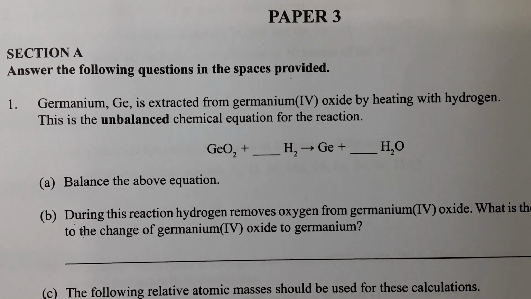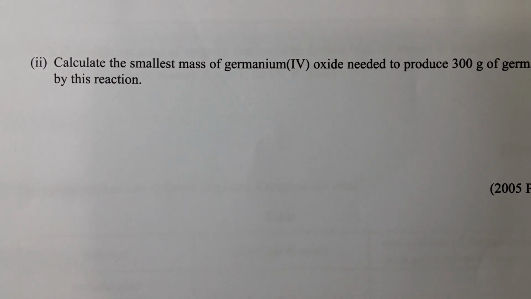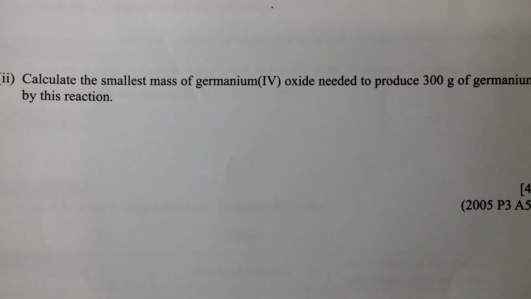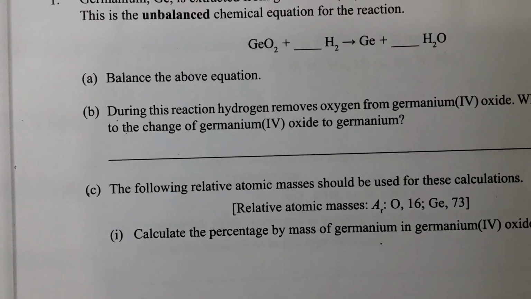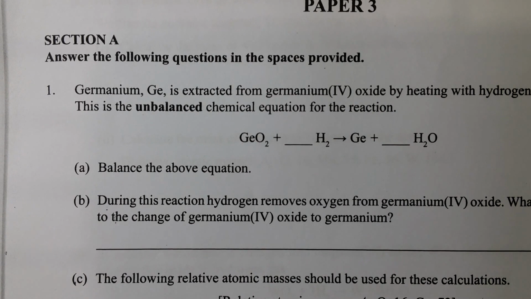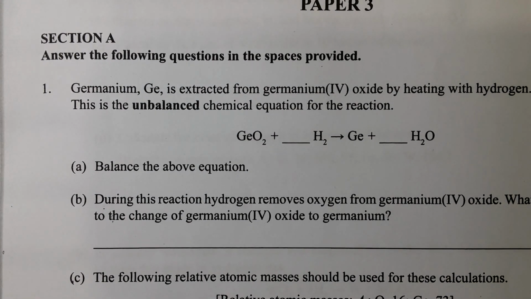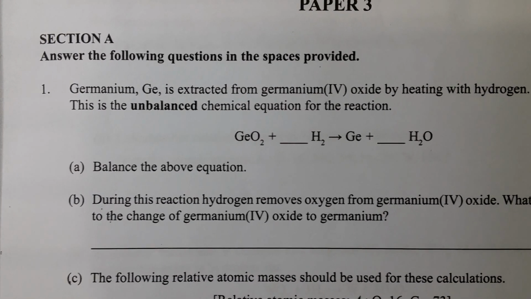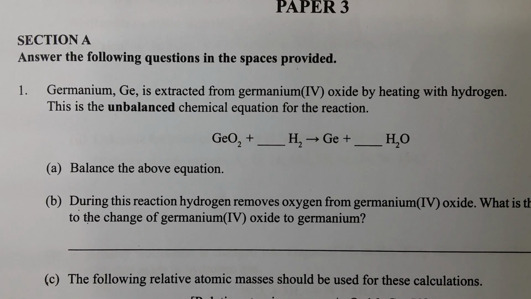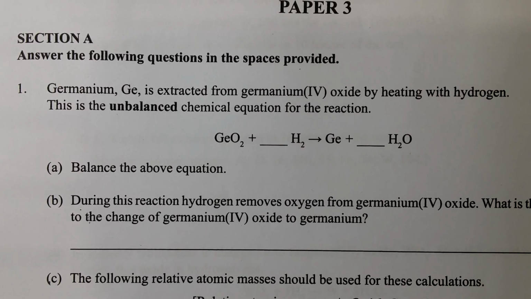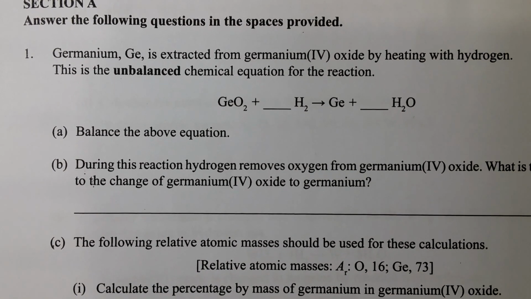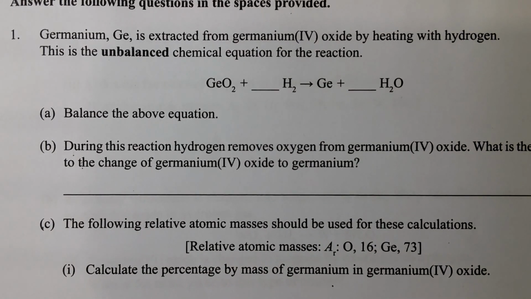This is the Combined Science Chemistry O-Level 10-year series question. This question is from 2005, paper 3, A5. Okay, germanium, Ge, is extracted from germanium(IV) oxide by heating with hydrogen. This is the unbalanced chemical equation for the reaction. So for 1A you have to balance the above chemical equation.